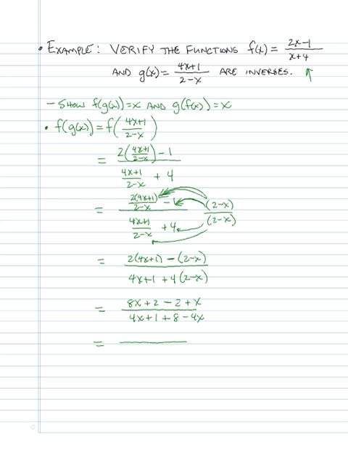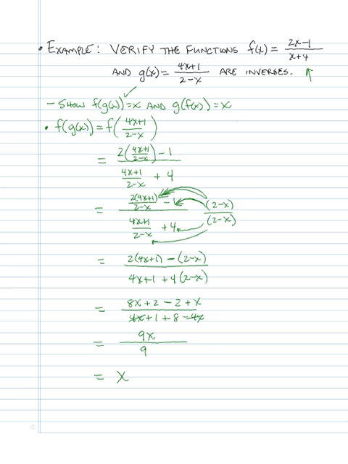In the numerator, we have an 8x plus an x, which is 9x, but 2 minus 2 is 0, so we have only 9x left in the numerator. In the denominator, we have a 4x minus a 4x, so the x's go out, but we have a 1 plus 8, which is a 9. And then, of course, that fraction 9x over 9 reduces to just an x. So f of g of x is, in fact, equal to x. So we've shown the first condition.